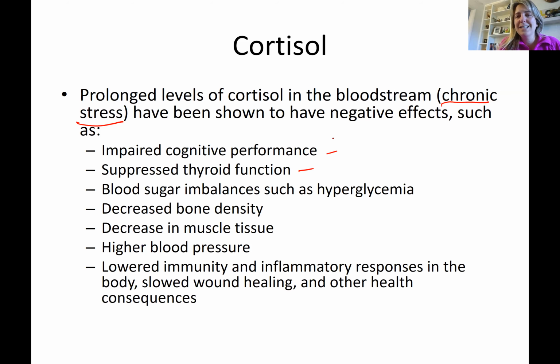Blood sugar imbalances such as hyperglycemia. Remember that cortisol regulates insulin and blood sugar levels. So now it's going to be dysregulated. Decrease in bone density is important too, because the long-term administration of steroids can lead to this also. So osteoporosis. Decrease in muscle tissue, so you're going to have muscle wasting. So it's like a weak individual. And we are going to see this in horses that have what used to be called Cushing's, now it's PPID.